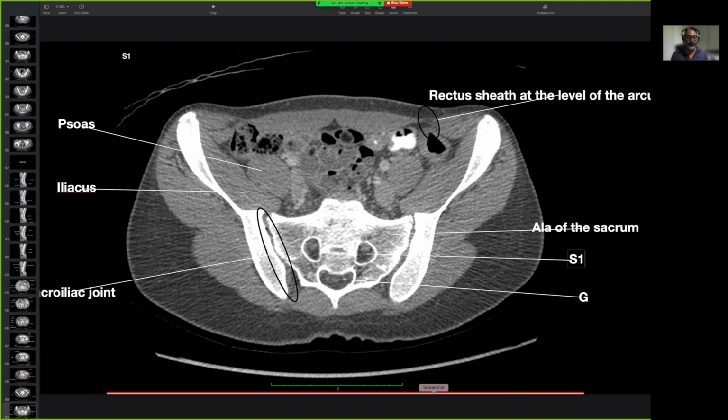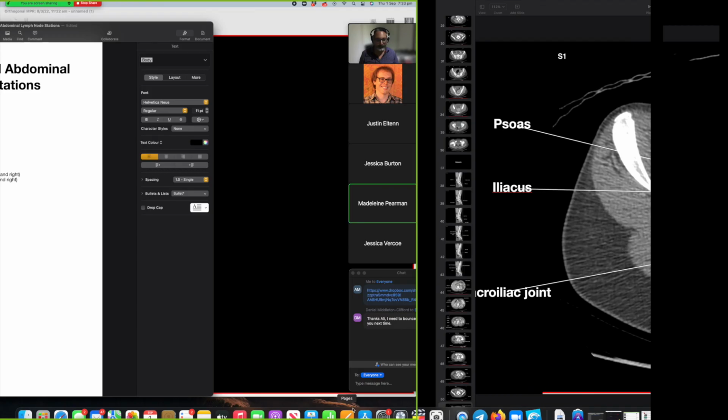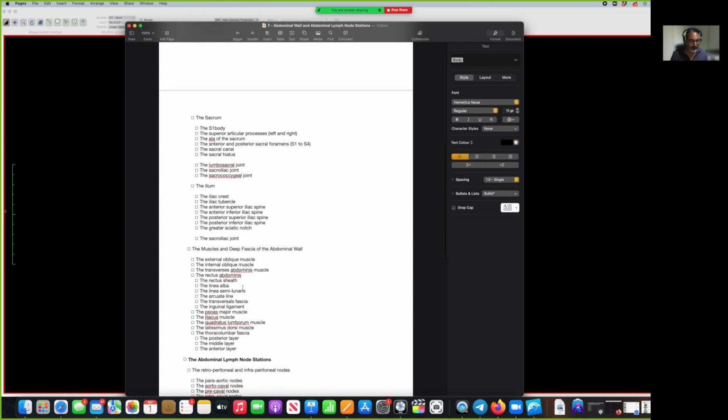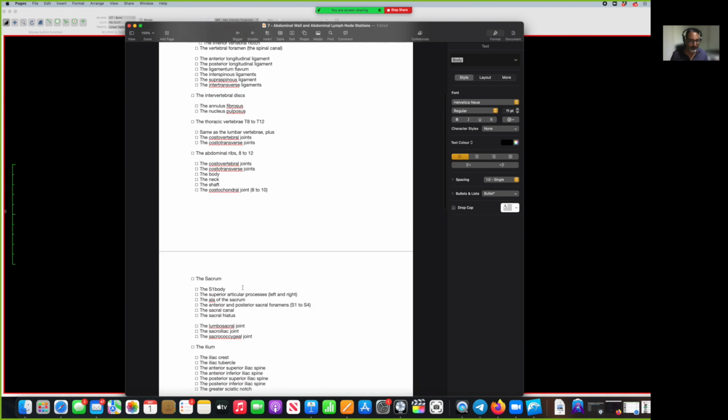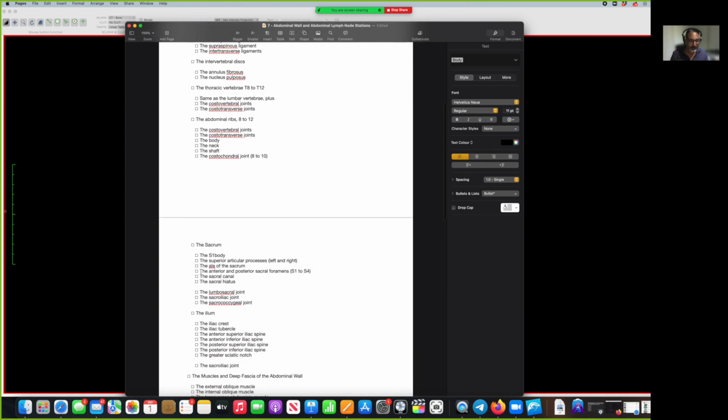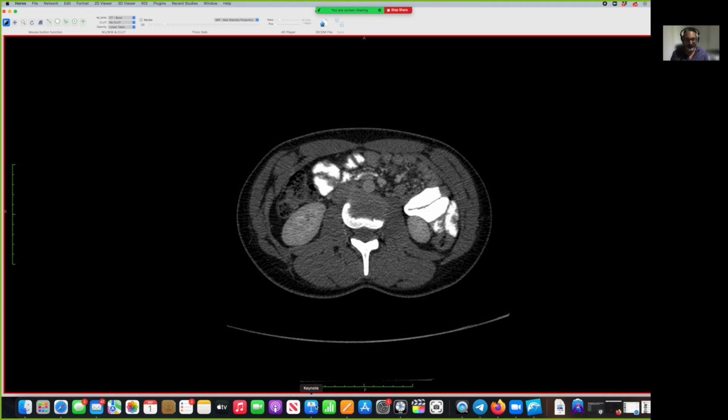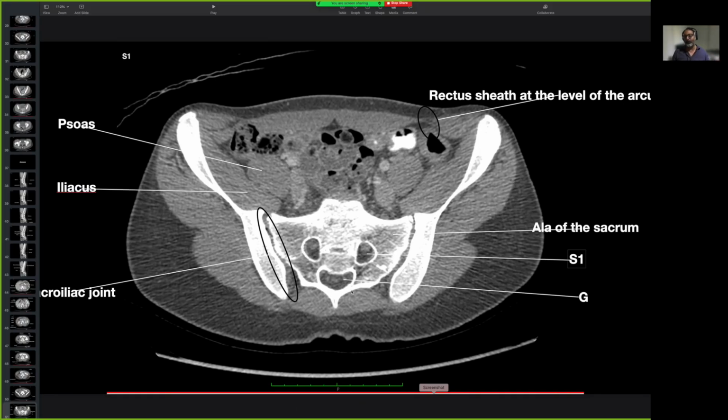Geez, how could I forget the name? I just wanted one of the names, what was the name of that? It's very simple. I'm having a mind block here. Sacral foramen. It's just a sacral foramen. So these are the foramens of the sacrum. S1, S2, S3, and S4 have one, because that's where the nerves come out.